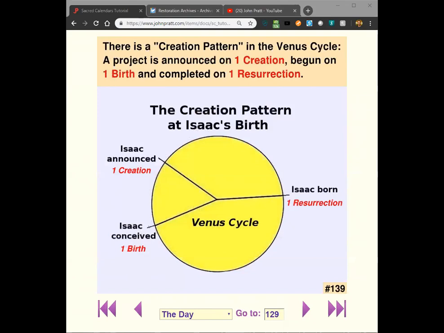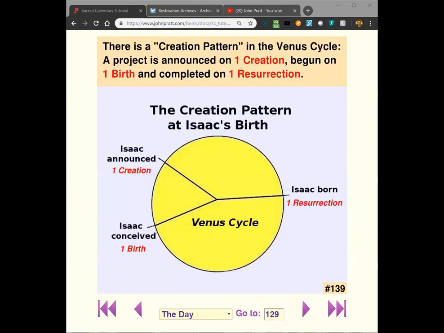Isaac is announced on one creation, and that will turn out to be only 2 days after the law of circumcision was given. And that's in the book of Jasher. It gives you the number of days. Then the second day in the project is the beginning. It's when you actually begin the project. You begin the project on one birth. The project called Isaac is begun at conception, and that's on the day one birth, which happens to be about 3 months after the creation, and it just happens to be 9 months before the completion date.